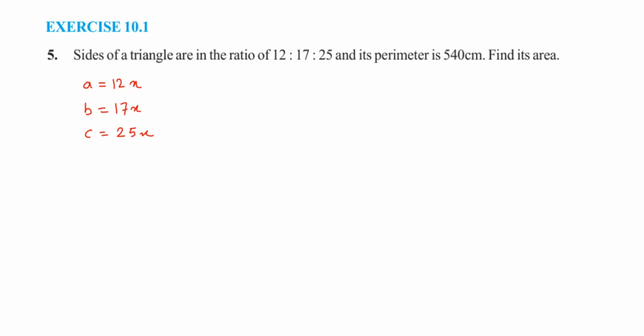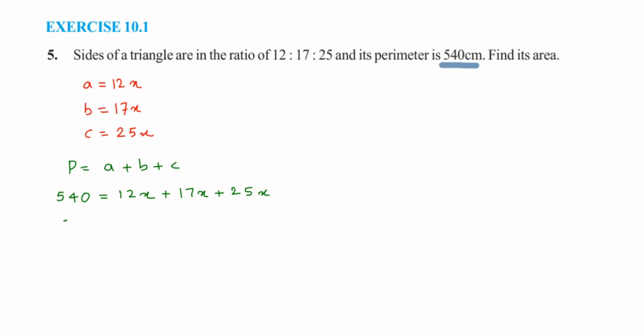Now we know all the three sides, and using this we have to find the area. But we have to find the x value, because we have just written the sides in terms of x. But how to find x? We'll use the perimeter. We know that the perimeter is the sum of all the three sides, so we'll use that concept. So perimeter is a plus b plus c. Perimeter we know is 540. Now substitute the values: a is 12x, b is 17x and c is 25x.